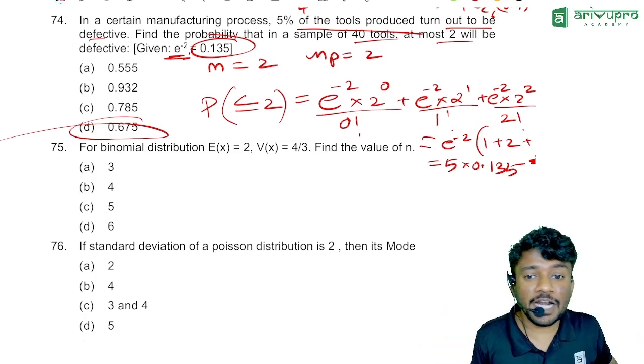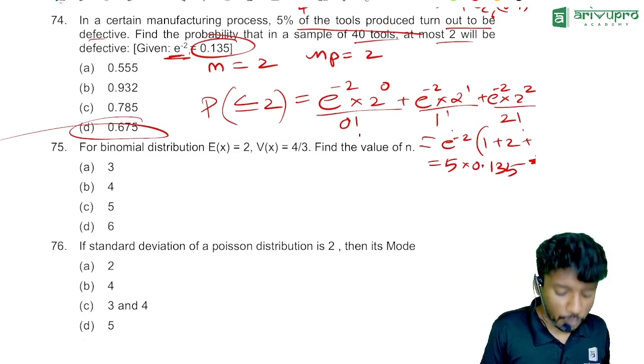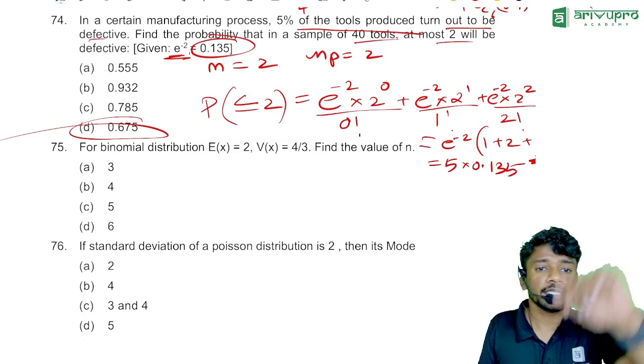If 2 was not given, how will you find it? Yes, 40 is there. 40 into 5% is how much? Yes.